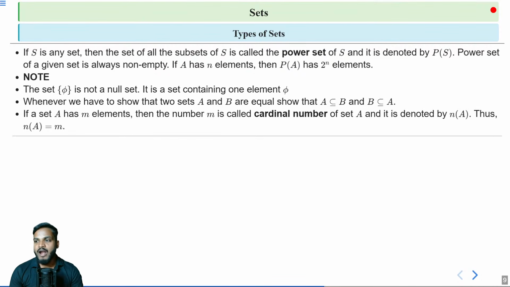Now let's talk about cardinal number. What is cardinal number? If we have a set A and set A has m elements, then that number m is called the cardinal number of set A. So cardinal number denotes the number of elements present in that set, and it is denoted by small n(A), that is the number of elements in set A. Thus n(A) is equal to m. Why? Because A has m elements and m is the cardinal number of set A.